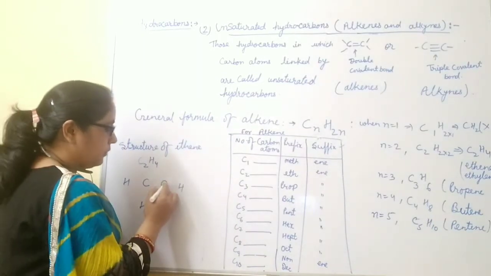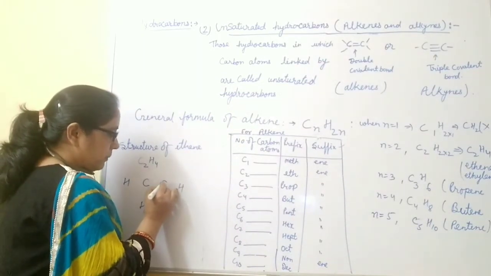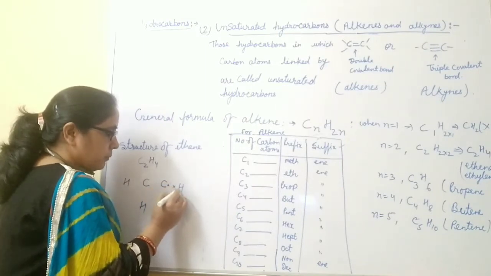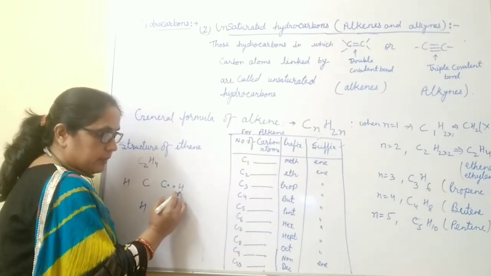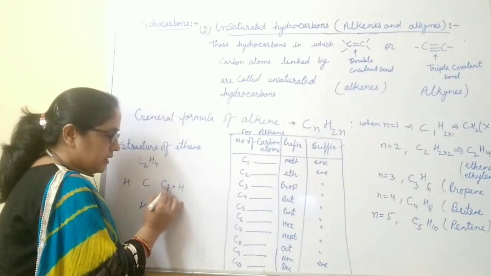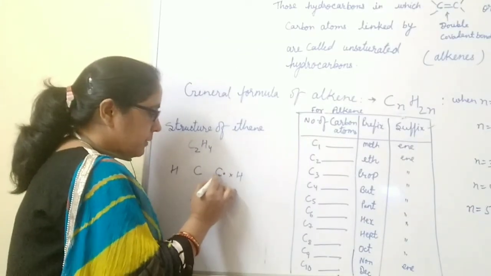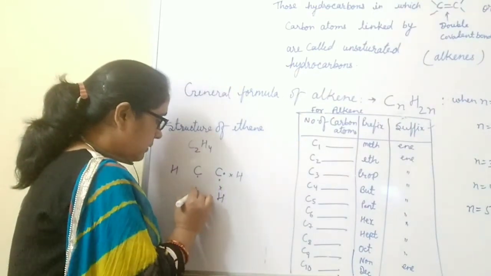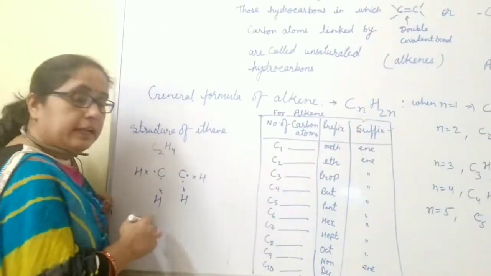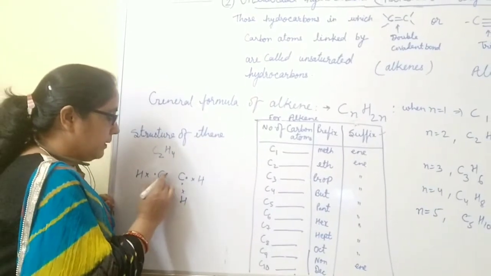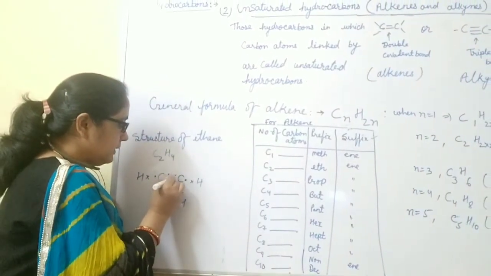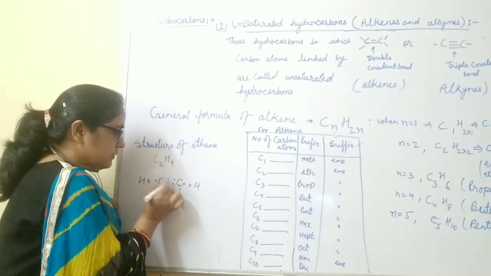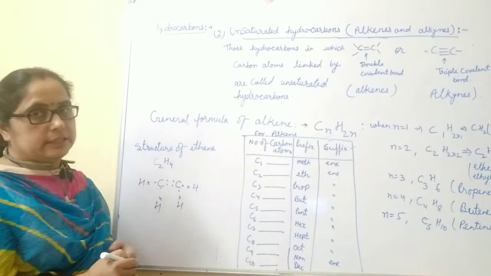The valency of carbon is 4. This carbon shares its 1 electron with this hydrogen because the valency of hydrogen is 1. So carbon and hydrogen share 1 electron. Similarly, this hydrogen and carbon also share 1 electron. The left 2 electrons of these 2 carbons are shared with each other. These 2 carbon atoms share their 2 electrons, completing their octet.